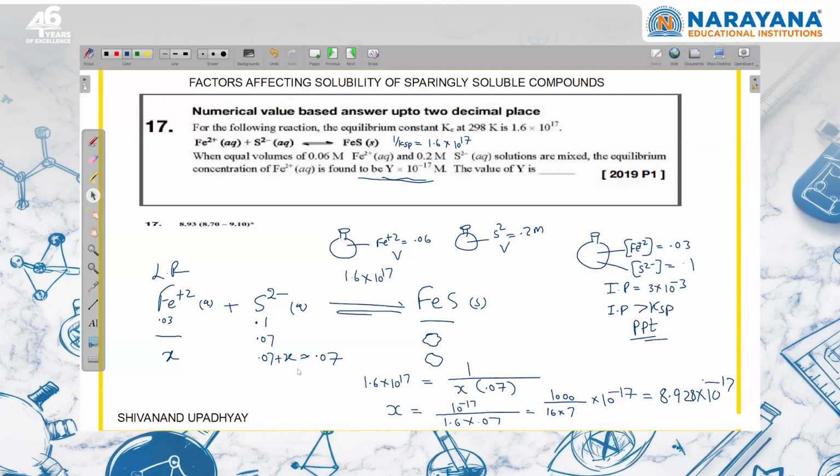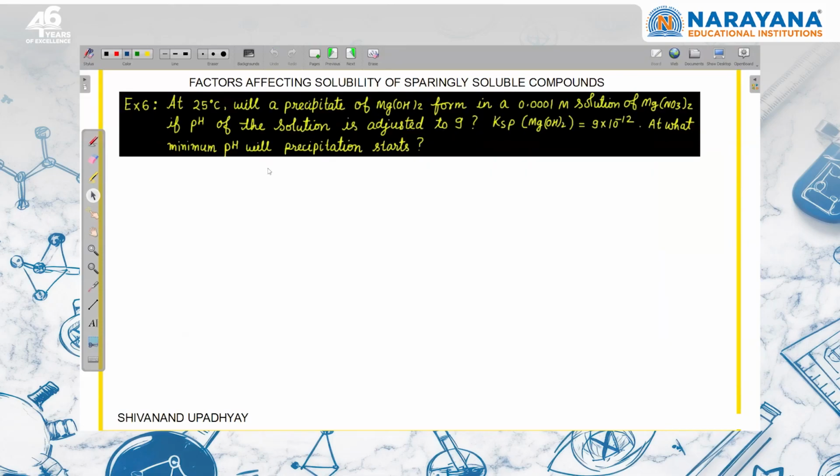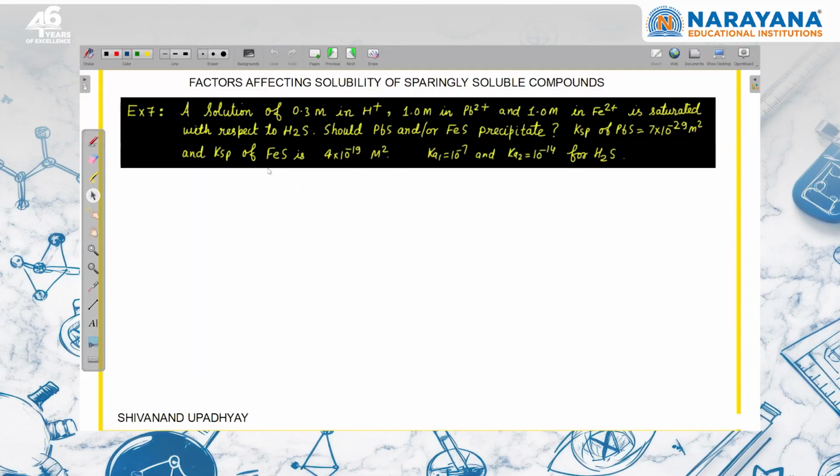Got it? Okay. This is a very good question regarding precipitation. Precipitation से related जो है ये बहुत ही अच्छा question है. And I have 6 minutes, so I would like to skip this question, right? The solution is given, you can go through it.